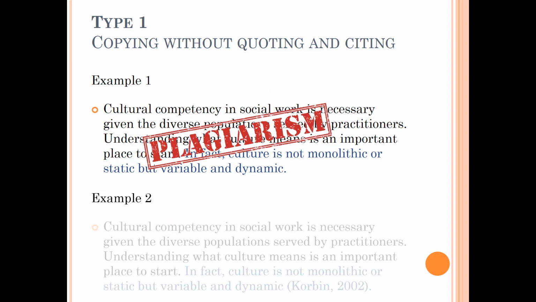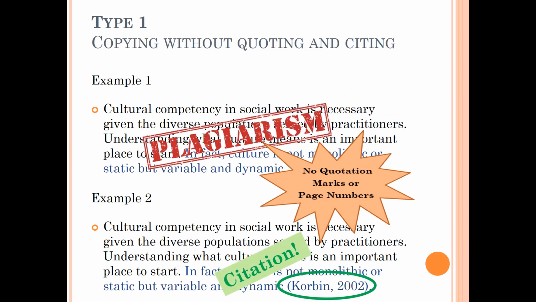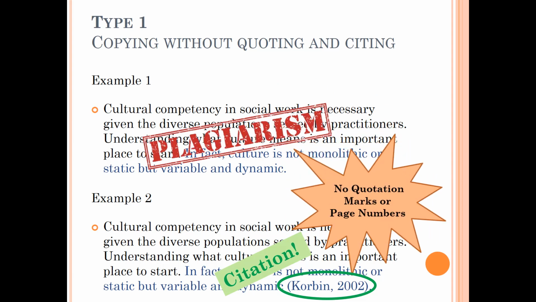Here's example 2. Same thing, except now I've provided the author and the year. I've provided a citation of sorts. Is this plagiarism? Yes. Why? Because even though, yay for me, I gave a citation, there's still no quotation marks and there's still no page numbers. And remember, we need all 3 for it to be an appropriate citation.